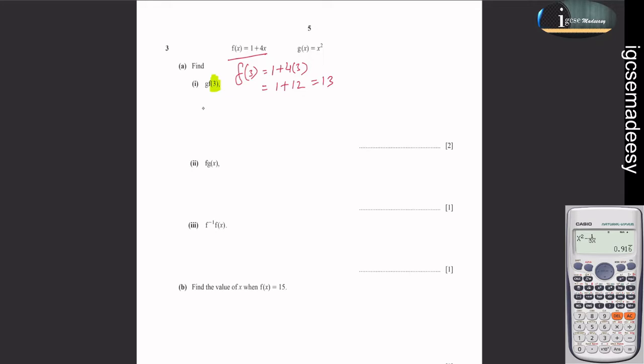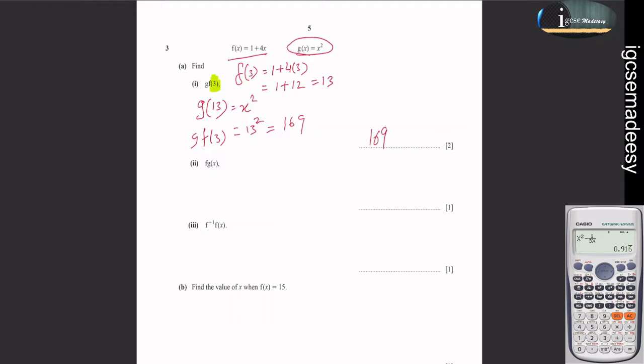Right? Now g of f of 3 is g of 13. Now what is g of x actually? g of x is x square. So wherever x is there, I will be replacing it with 13. So g of 13 will be equal to what? Means actually we are replacing x as 13 now. So if I write 13 square, then it will give me 169. So this is actually equal to g of f of 3. So it's 169.